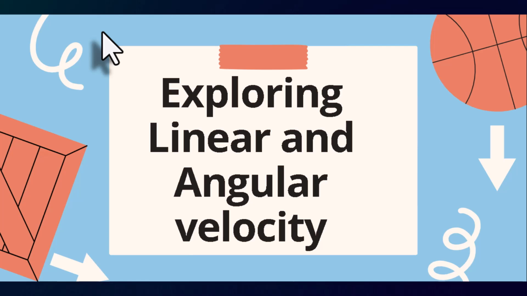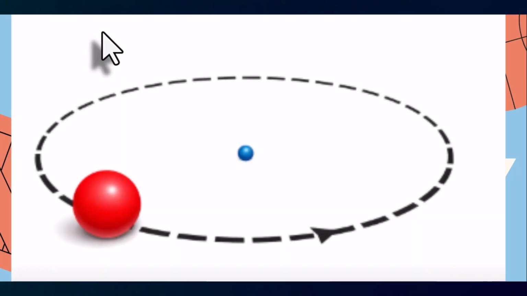In this video, we will explore linear and angular velocity of objects moving in a circular path. Let me first begin by asking you something. If an object is moving in a circle, why do we need two velocities to describe it? I mean, the motion is circular, not linear, right? So why are we even talking about linear velocity?